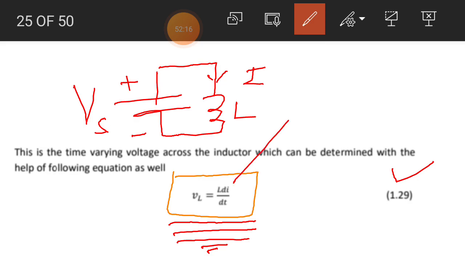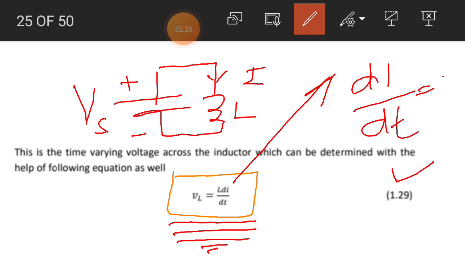According to this equation, the derivative of the constant current will be equal to 0, so there will be no voltage drop across the inductor if there is a DC current in the inductor. The inductor does not offer any resistance to the flow of DC current. Practically, it offers a very small resistance to the flow of DC current. Anyhow, this is how we calculate the time varying voltage across the inductor.